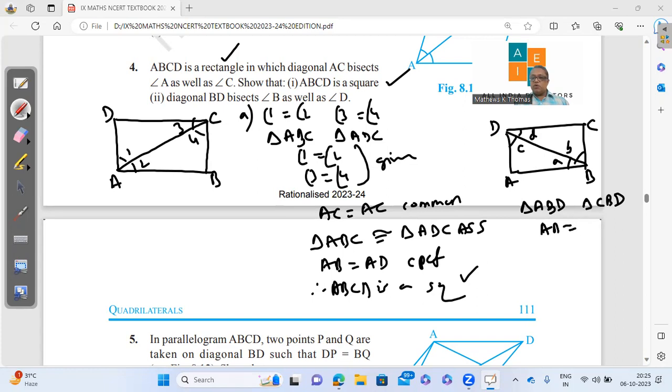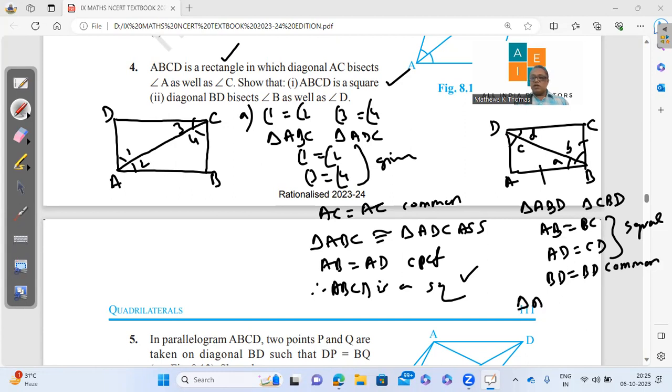AB is equal to BC. Sides of square are equal. We have already proved it's a square. So this side and this side are equal. AD and CD are equal. Again, sides of square are equal. So AB equals BC, DA equals DC. These two sides are equal and BD equals BD, common.